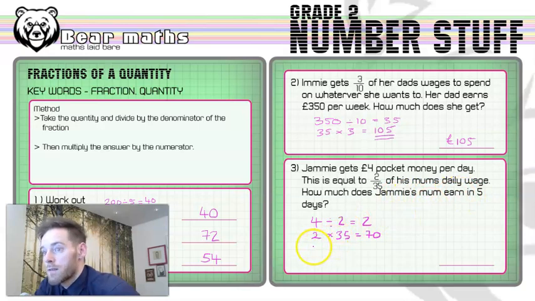So 70 multiplied by 10 would be 700. Halving that would give us 350. So I'm going to write down 70 multiplied by 5, and that is 350. It doesn't matter how you get that answer. You can do whatever calculation you want to do.